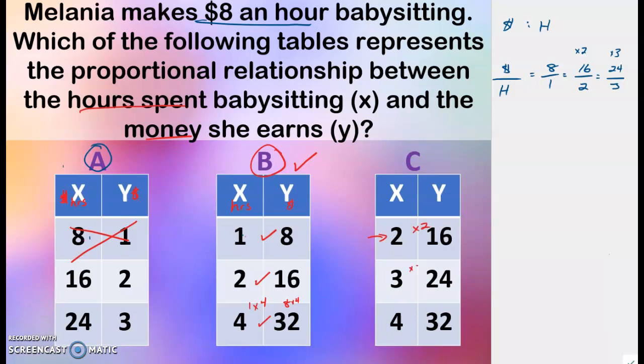3 to 24, that's a group of 3. 4 to 32, it's a group of 4, so that one is also correct.